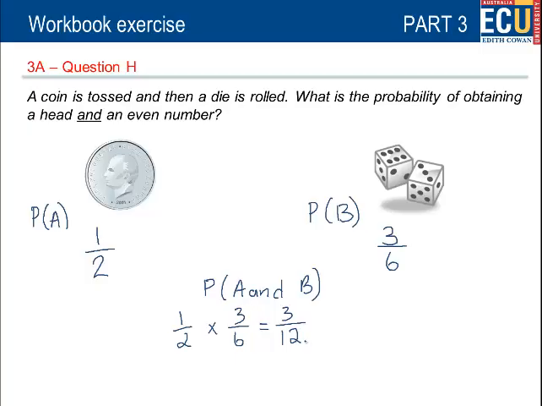Now this fraction can be simplified because both the numerator and the denominator can be divided by 3. Therefore, if I divide these numbers by 3, 3 divided by 3 is 1, and 12 divided by 3 is 4. What is the probability of obtaining a head and an even number? It is 1/4. Expressed as a decimal equals 0.25, and expressed as a percentage equals 25%.